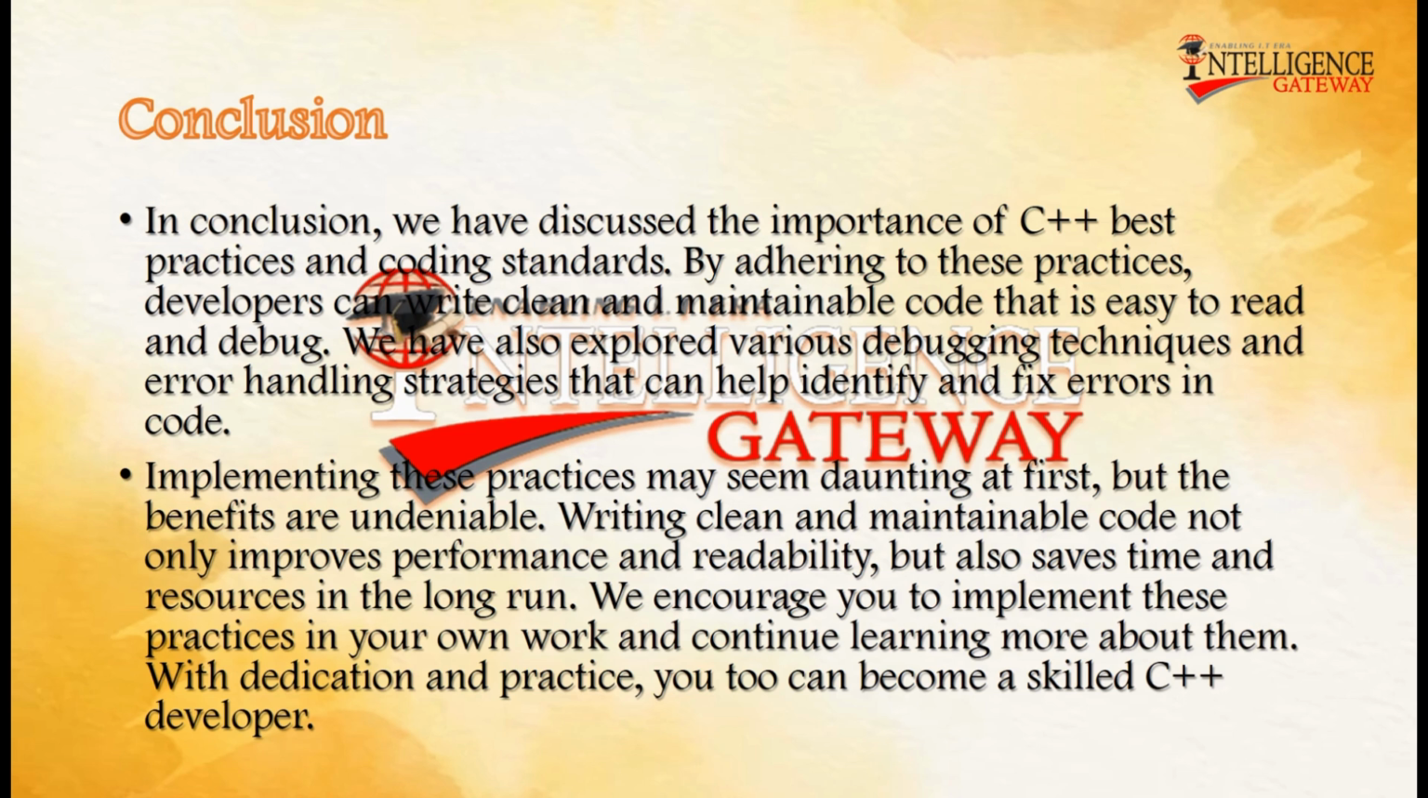Conclusion. In conclusion, we have discussed the importance of C++ best practices and coding standards. By adhering to these practices, developers can write clean and maintainable code that is easy to read and debug. We have also explored various debugging techniques and error handling strategies that can help identify and fix errors in code. Implementing these practices may seem daunting at first, but the benefits are undeniable.